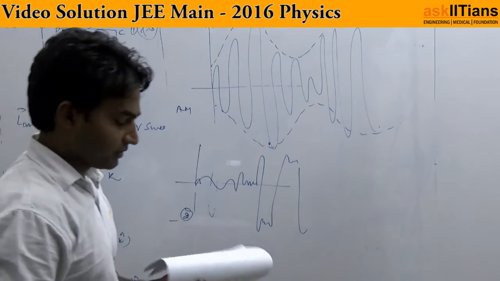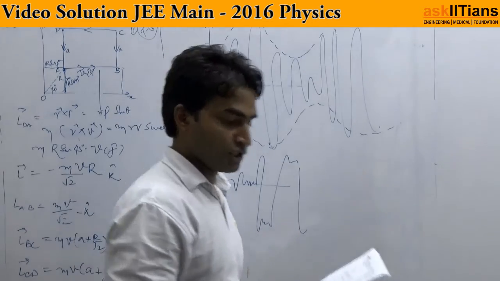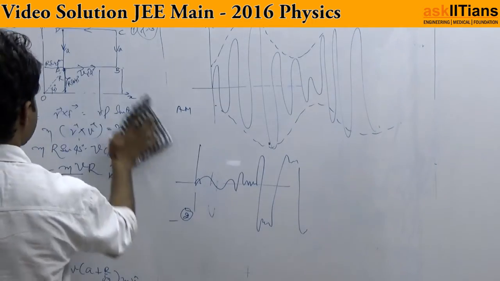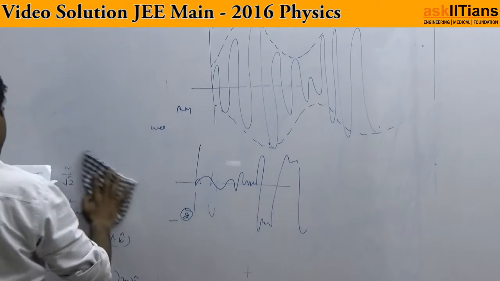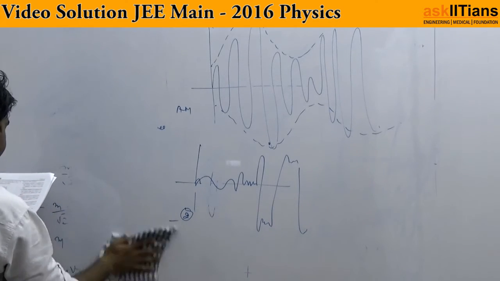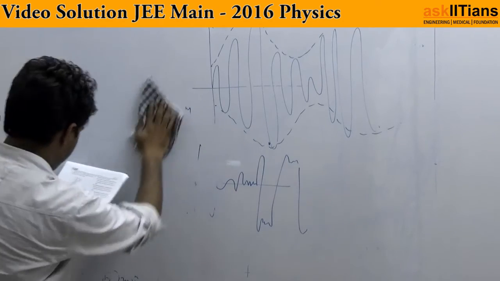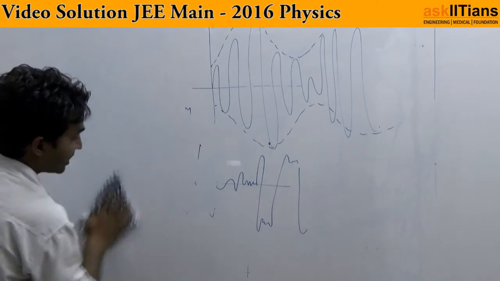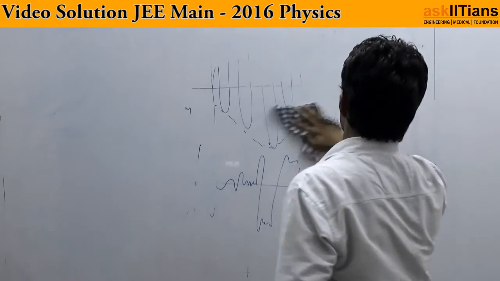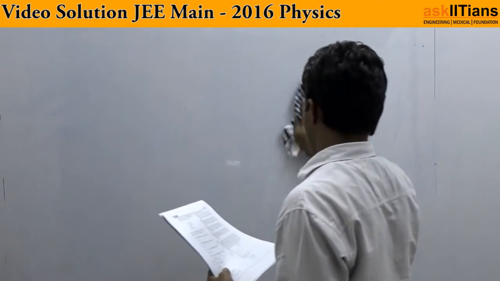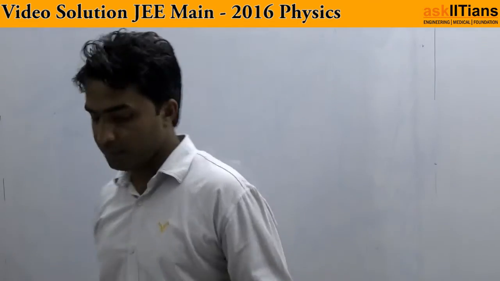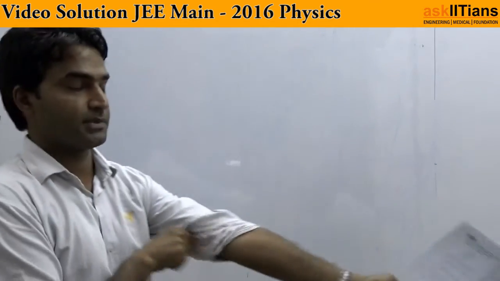Now we solve these questions and we are approaching the next question. Question number 37. Question 37 is: in an experiment for the determination of refractive index of glass or prism, angle of incidence, angle of deviation, angle of prism, and all these data are given. So we have to find out the correct option for the refractive index, for which the refractive index is maximum.